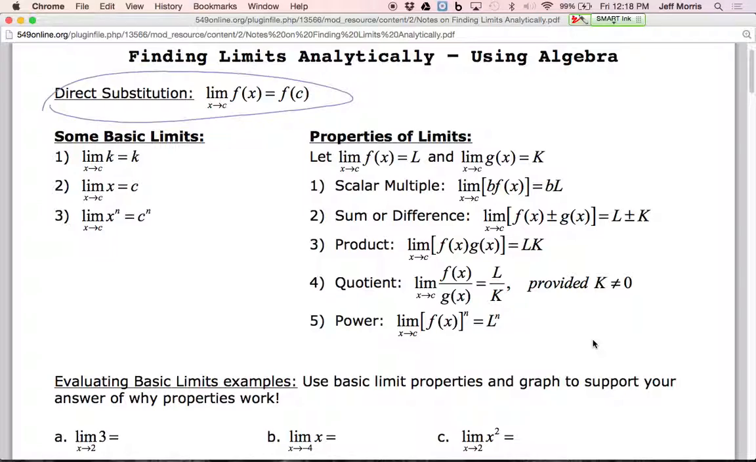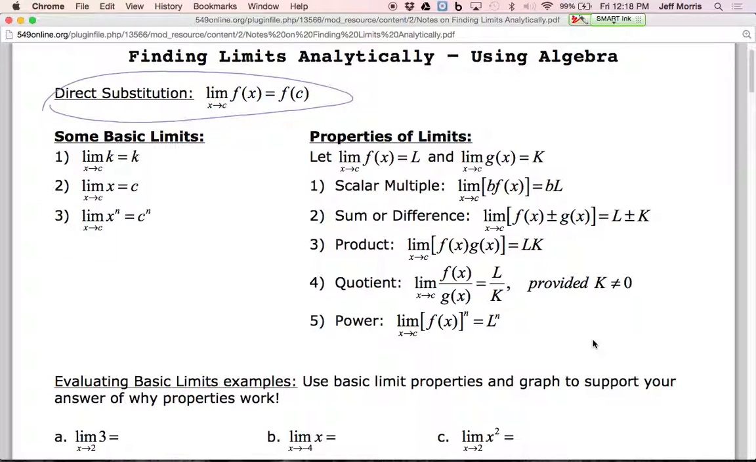Now let me illustrate this, and the best way I can do this is to go through some basic limits and hopefully explain this idea of direct substitution. And this is going to be your most important step of evaluating a limit. What this is suggesting is that direct substitution is one of the first things you're going to do when you look at a limit problem that says find the limit: you're going to try to substitute first.